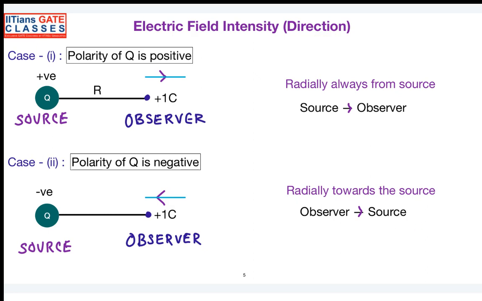Now, when the charge is positive and you are defining the electric field intensity, you try to concentrate only on the observer position, right? So when the charge is positive, the observer is here, and since it is a positive charge, it is moving away from the source. So when the charge is positive, the electric field will be away from the source, in other words, source to observer. When the charge is negative, the 1 Coulomb charge is trying to attract to the source, so it is radially towards the source. So direction part, is it clear finally?